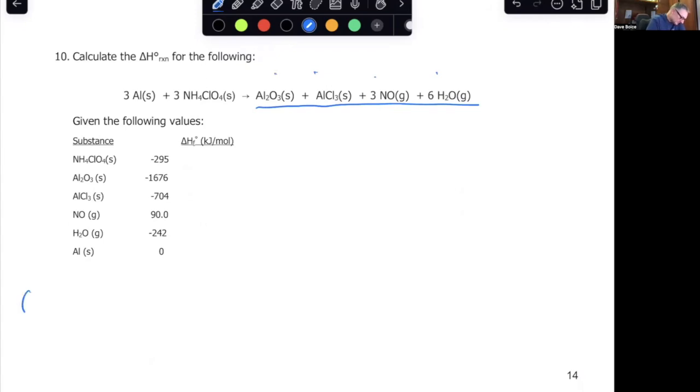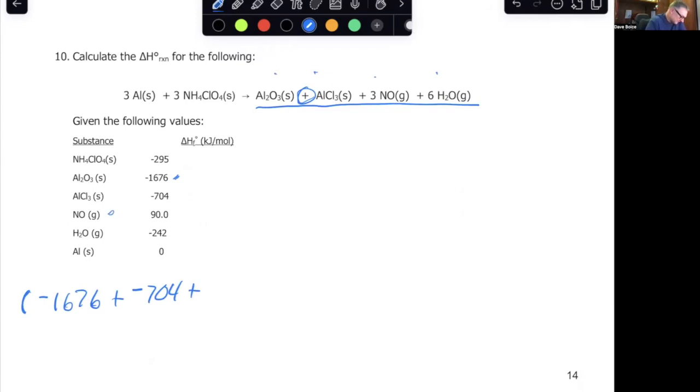So I'm going to start with this. Al2O3, do I have a value? I do. It's negative 1676. I've only got one, so negative 1676 plus, remember, because these are pluses here, right? We're basically rewriting this formula, final minus initial. So plus Al2CO3, again, I only have one of those, so negative 704 plus next is NO.